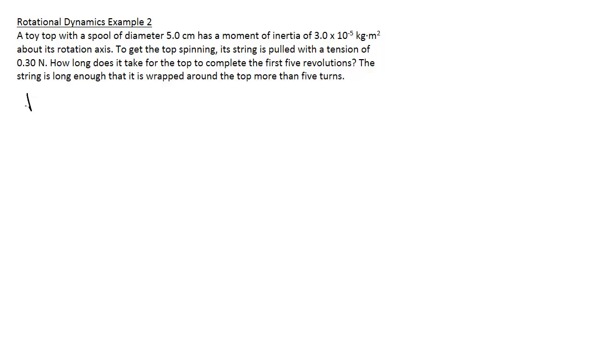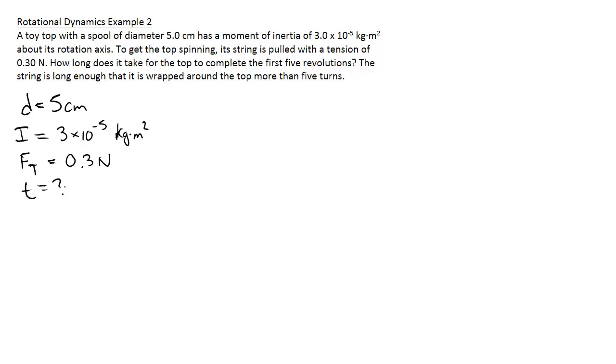So what we know here is we know the diameter. The diameter of the toy is 5 centimeters. We know the moment of inertia is 3 times 10 to the negative fifth kilograms meters squared. We also know that the tension, I'm going to call it F sub t for the force of tension, is 0.3 newtons. And we're trying to figure out the time that it takes to spin.